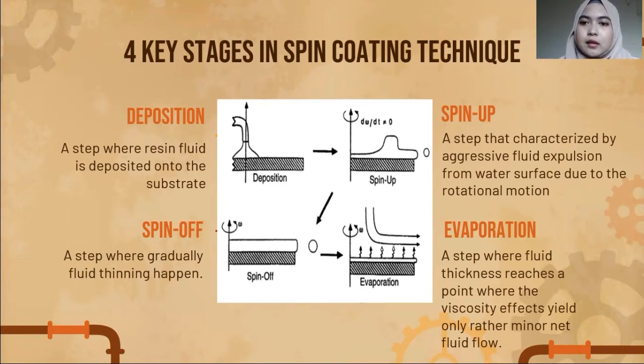Next, the second stage is spin up, a step characterized by aggressive fluid expulsion from the wafer surface due to its rotational motion. Initially, it may produce spiral vortices, which occur only briefly due to the twisting motion caused by inertia at the top fluid layer, as the speed becomes faster and faster until the solution is thin enough and uniform.